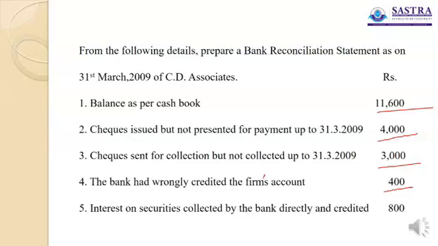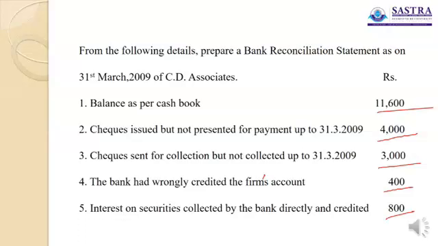Interest on securities collected by the bank directly and credited in the firm's account, 800 rupees. See, out of these 5 pieces of information, the first is the base balance upon which you have to prepare and present the BRS, and also to find out the other book's balance, as we are seeing both the books' balances in the bank reconciliation statement for the reconciliation purpose. Right. Let us analyze the transactions.